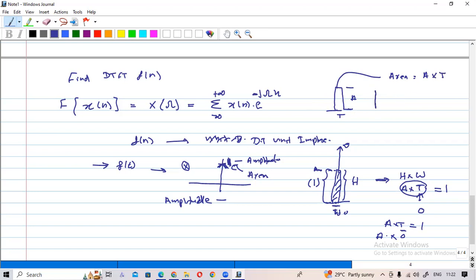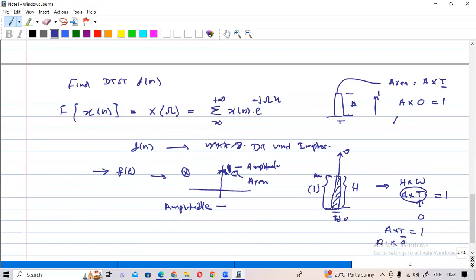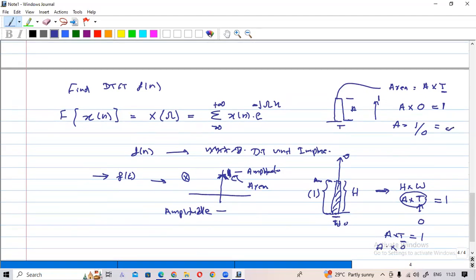Now if you consider an impulse, the time duration will be 0, A into 0, okay. But you need to have one area. So area is 1, okay. Area should be 1. Then what should the amplitude be? The amplitude will be 1 divided by 0. What is that? Yes, infinite, okay. The amplitude should be infinite.